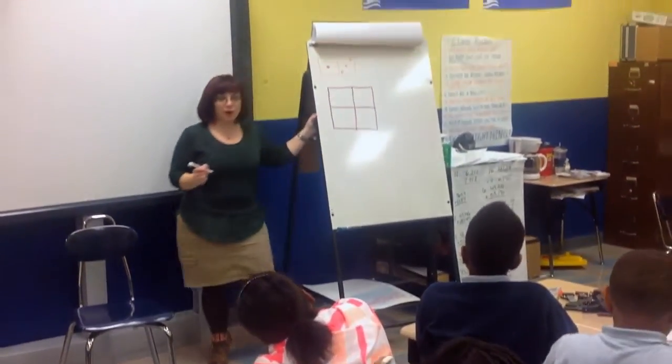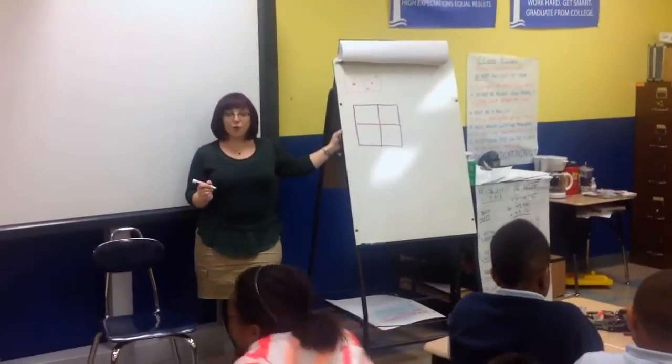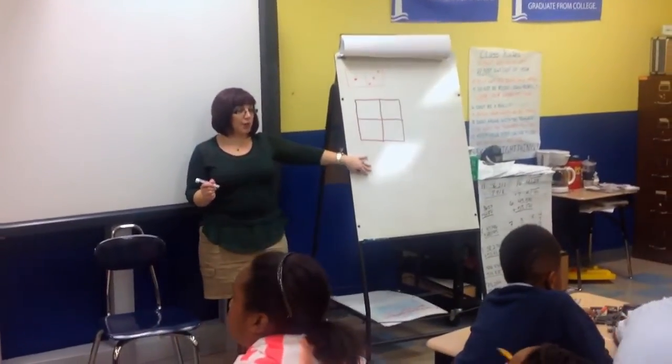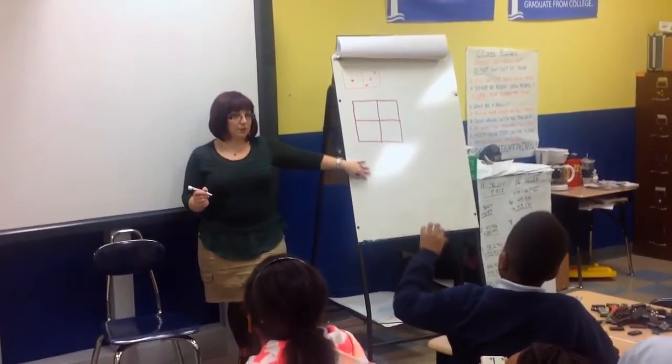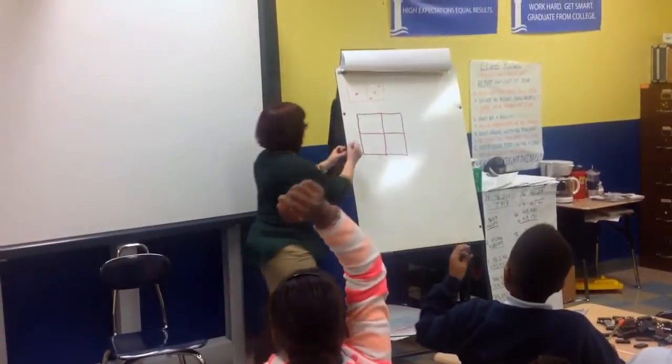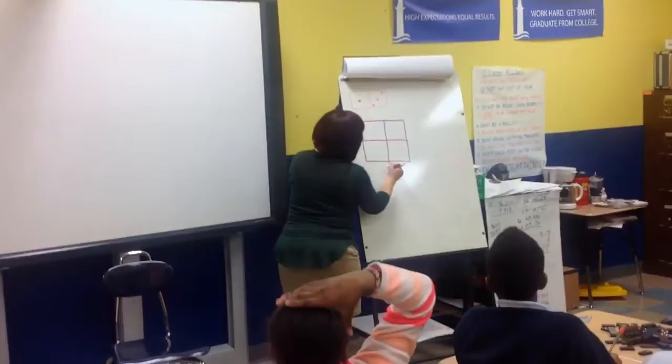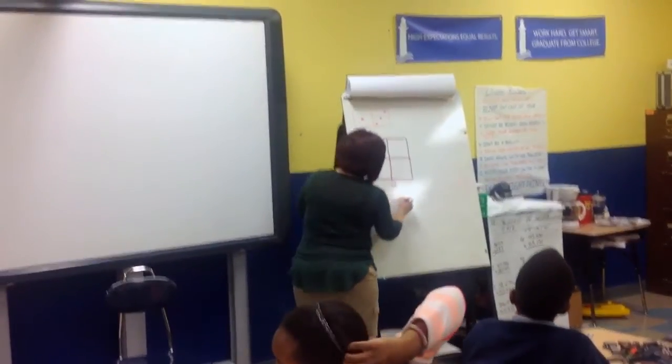If you had this one, would you have to do it again? Are 3 and 3 the same? So would you have to do it again? Correct. If you had 5 and 5, would you have to do it again? Right. Anytime you have a number that's the same number on the left as the right, you're only going to be doing one box. Okay?